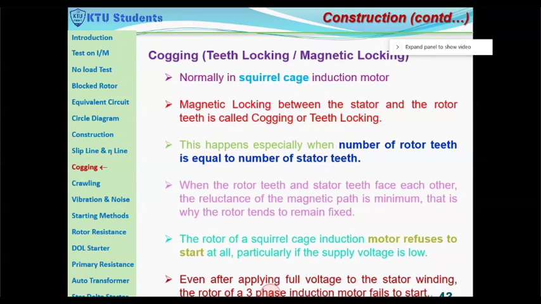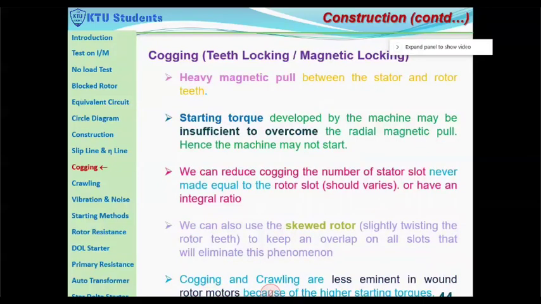Here, whether you are applying full voltage or a fraction of the voltage, this will not work. There will be a heavy magnetic pull, and the starting torque developed by the machine is insufficient to overcome the radial magnetic pull. We can reduce the cogging either by choosing the number of stator slots different from the number of rotor slots, that means never made equal. Or you can have a skewed rotor, that is, slightly twisting the rotor teeth. That is also possible to reduce the cogging effect.